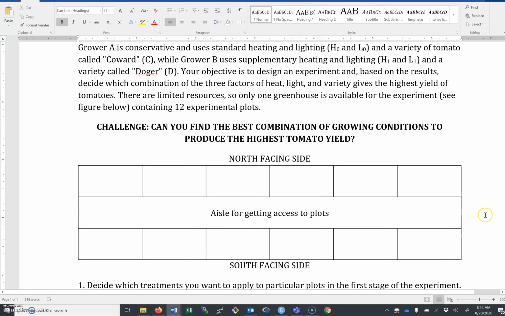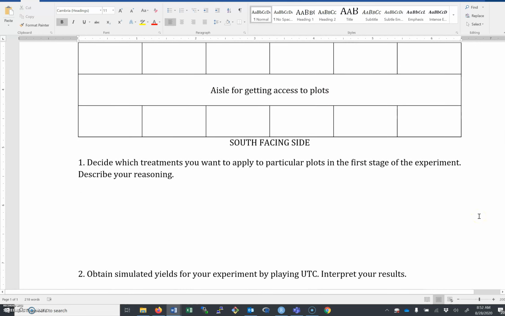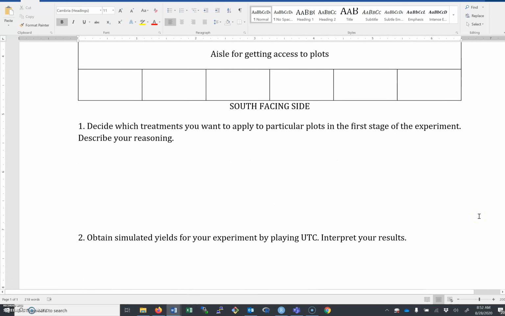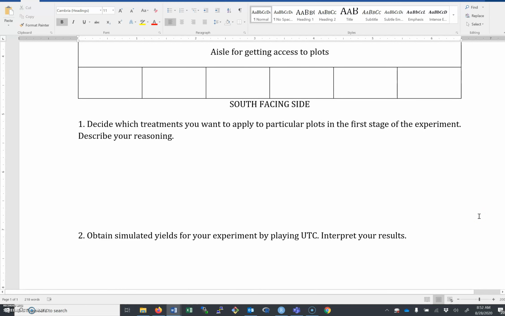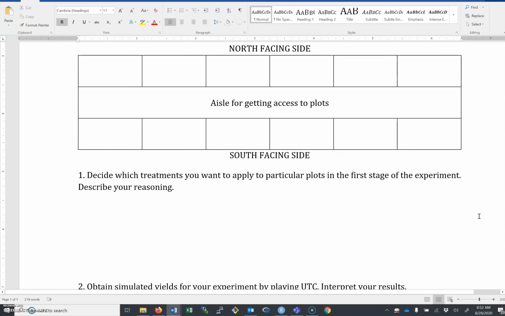All right. So what I want you to do for this first week is I just want you to play this, not using any design principles, but just trying to use your intuition, maybe at some level, to decide which treatments you want to apply.